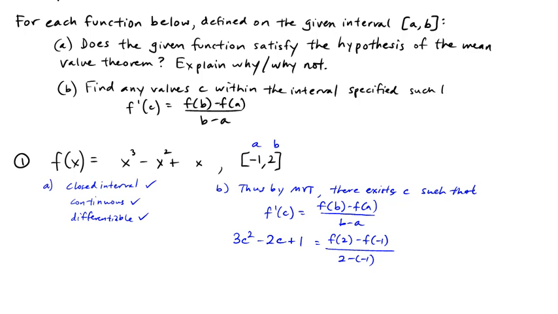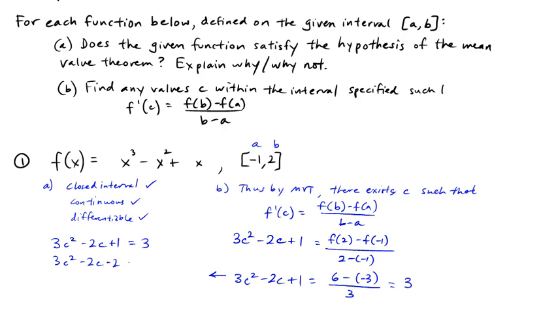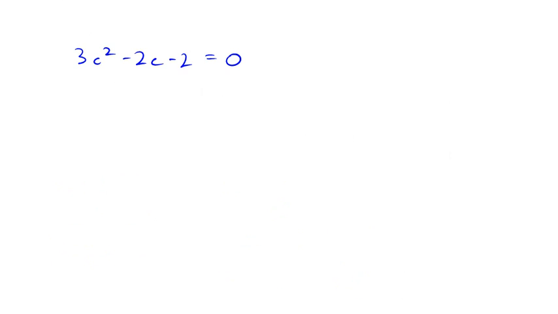Alright, so if you put in 2 for x, you're going to get 6, and if you put in -1 for x, you're going to get -3. So the right side of this equation then ends up being 9/3, which is 3. So now you're solving the equation 3c squared minus 2c plus 1 equals 3, or 3c squared minus 2c minus 2 equals 0.